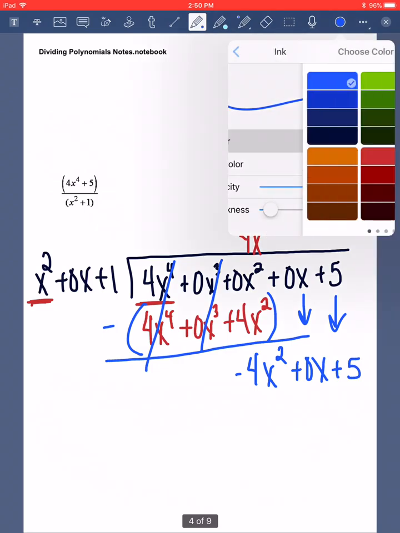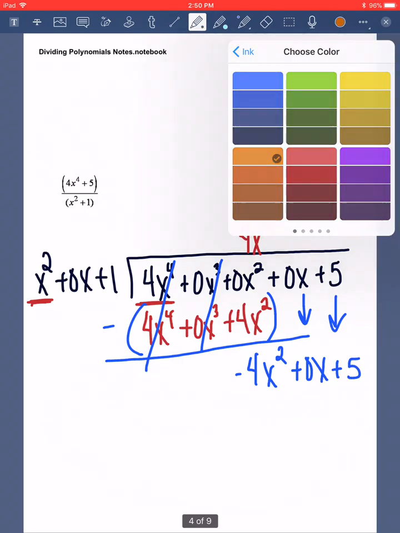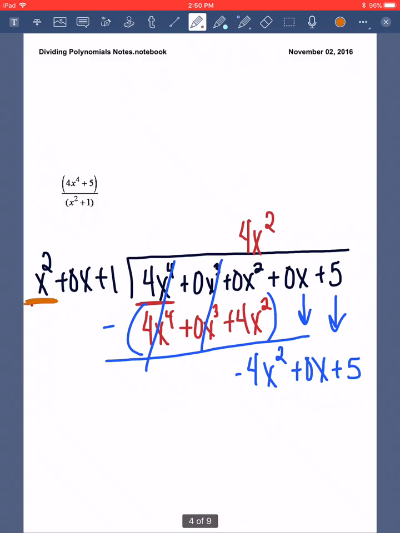But I'm going to start the process all over again. So x squared times what is negative 4x squared? Well, that's negative 4. And now we multiply back out. So negative 4 times x squared is negative 4x squared. Negative 4 times 0x is 0x. And negative 4 times 1 is negative 4.